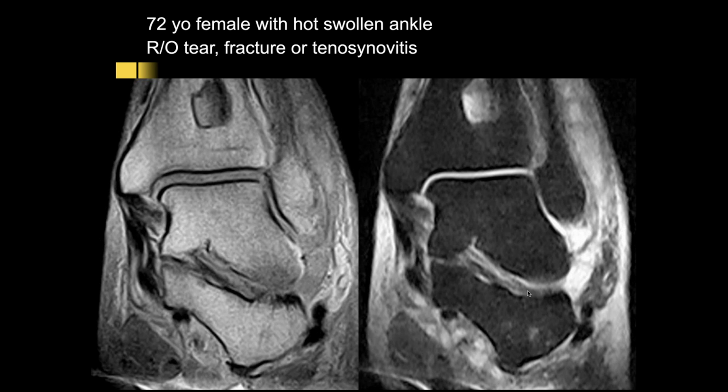Yeah. Jennifer. Okay, this is a 72-year-old female with a hot swollen ankle. Rule out tear, fracture, or tenosynovitis.